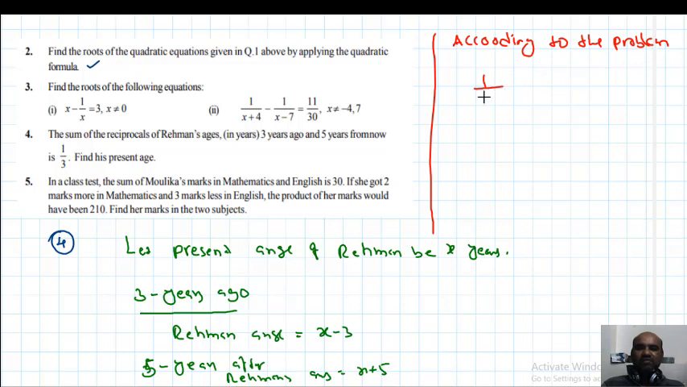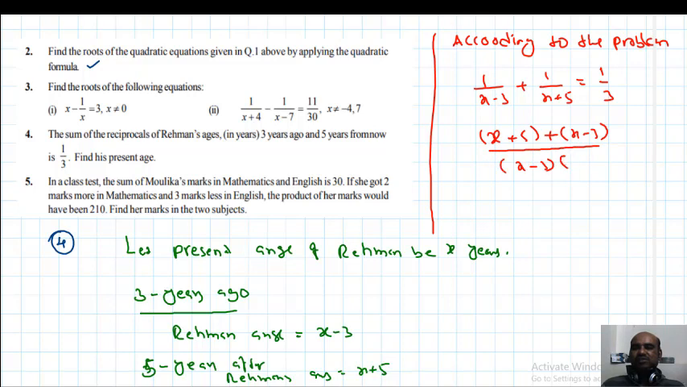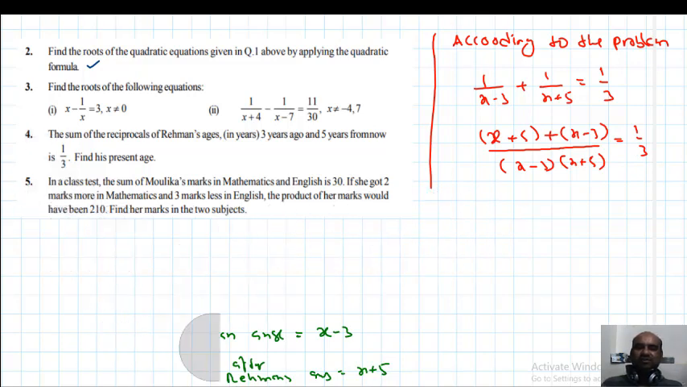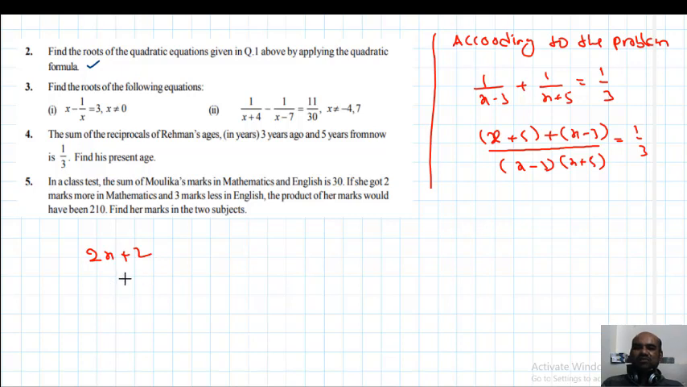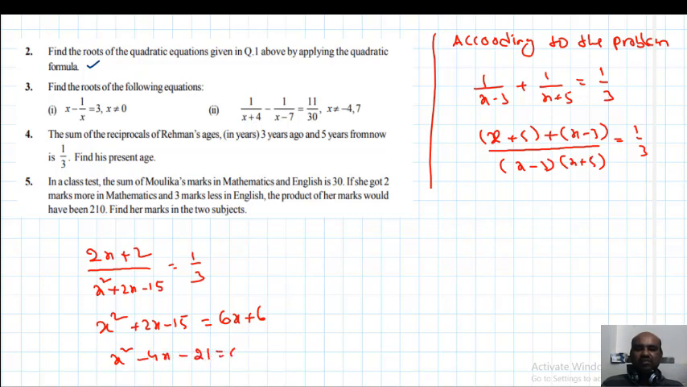1 by x minus 3 plus 1 by x plus 5 is equal to 1 by 3. So taking the LCM, x plus 5 plus x minus 3 by x minus 3 into x plus 5 equal to 1 by 3. Now we just need to simplify. 2x plus 2 by x square plus 2x minus 15 equal to 1 by 3, or x square plus 2x minus 15 equal to 6x plus 6, or x square minus 4x minus 21 equal to 0.